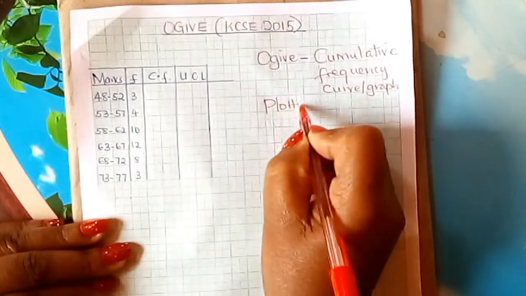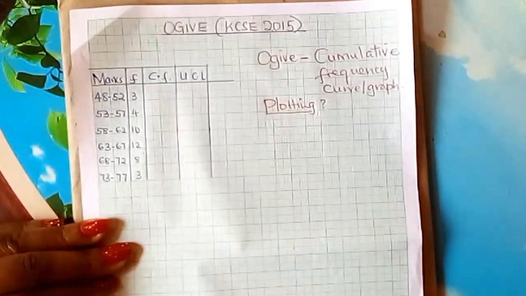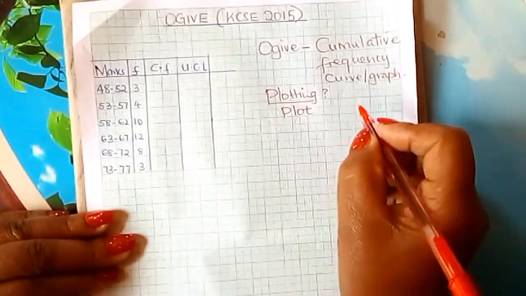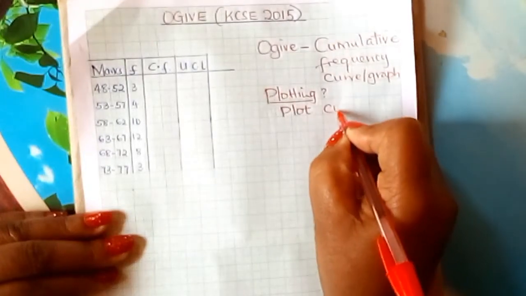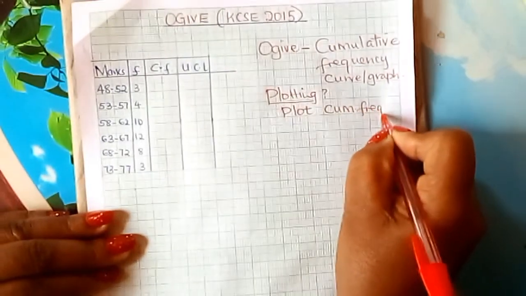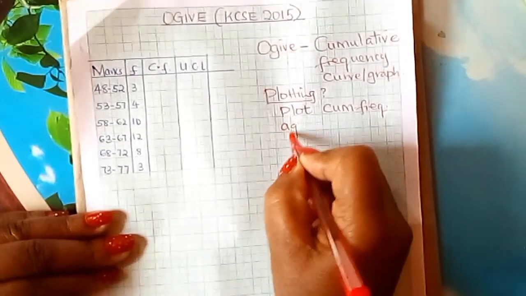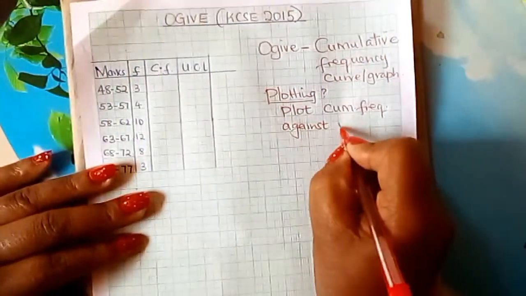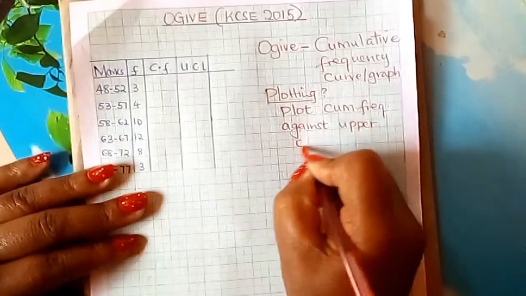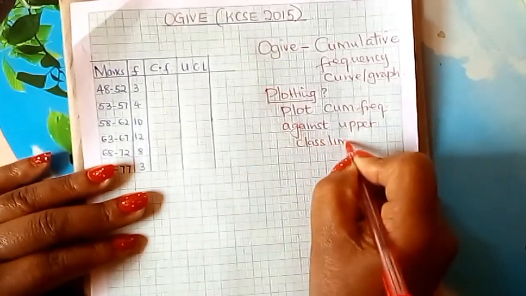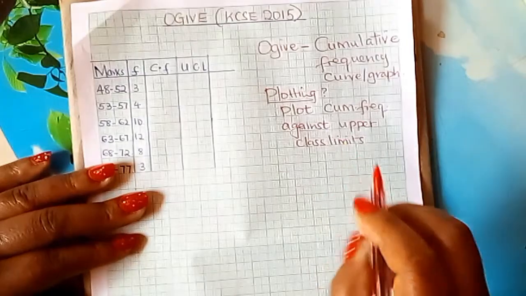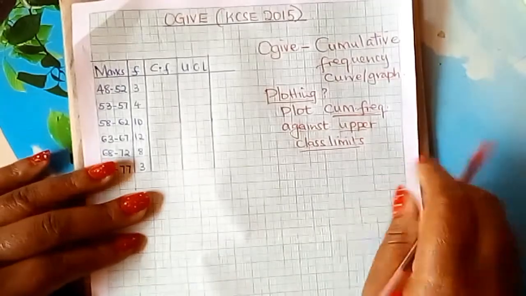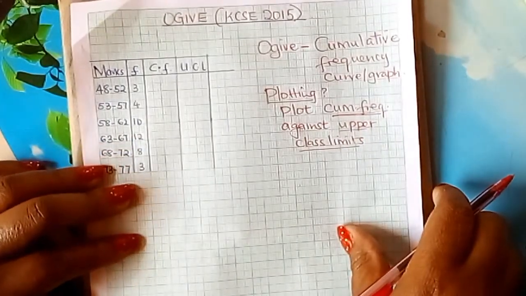Now, learner, how do you plot the ogive? How do you plot the cumulative frequency graph? You have to know this: you plot cumulative frequency against upper class limits. You have to master this for you to be able to get all the 10 marks.